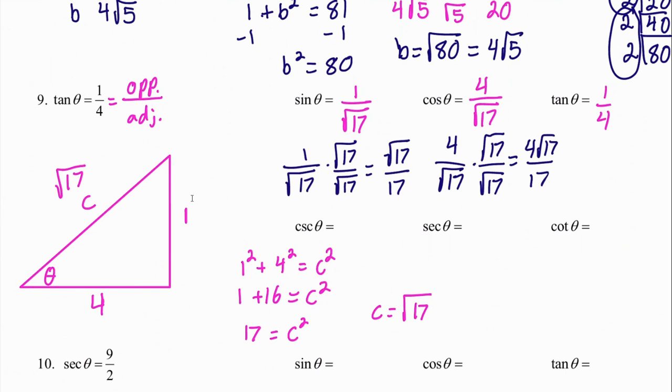So cosecant is going to be the flip fraction of sine. So again, we're just going to flip that fraction. So it'd be the square root of 17 over 1, which we can just write as the square root of 17. Secant is going to be the flip fraction of cosine. So that's going to be the square root of 17 over 4. And cotangent is going to be the flip fraction of tangent. So we would flip that, it would be 4 over 1, which again we would just write as 4.